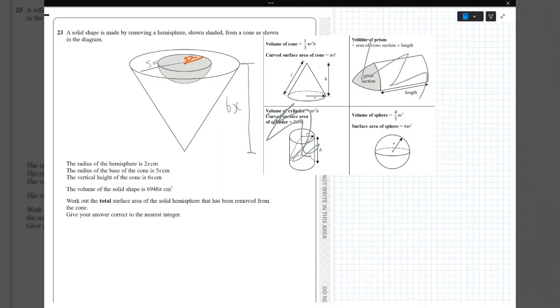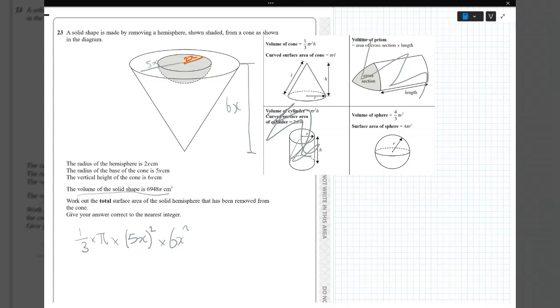So the volume of that bit there. The volume of our cone, take away the volume of the hemisphere. The volume of the cone is a third times pi times the radius of the cone, 5x squared, and then multiplied by the height, which is 6x. L doesn't come into it.